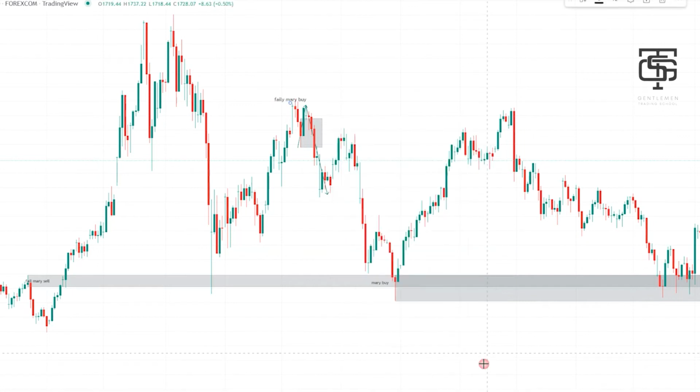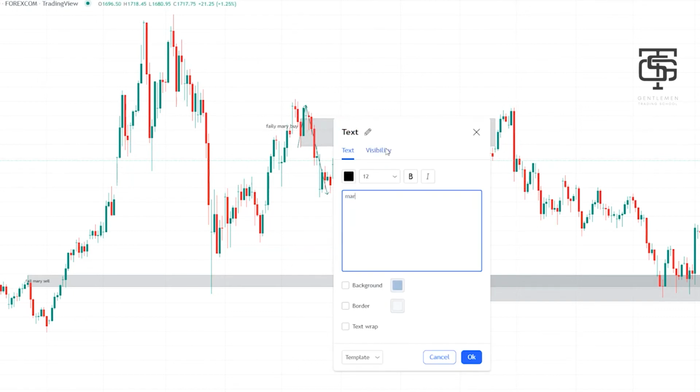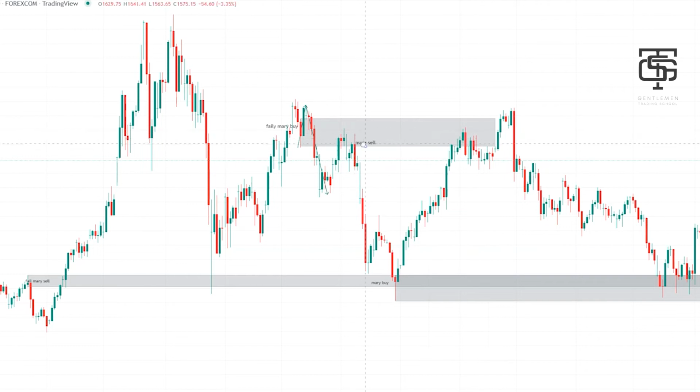When we have a Fail Marry Buy, we can make our first zone like this. So identify the next thing that price is supposed to do in the zone. When we have a Fail Marry Buy, we need to be looking for a Marry Sell, which is the opposite. So in this case, where is our Marry Sell? In this case, we have this as our Marry Sell.